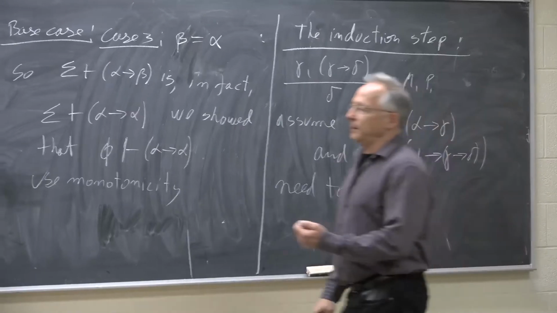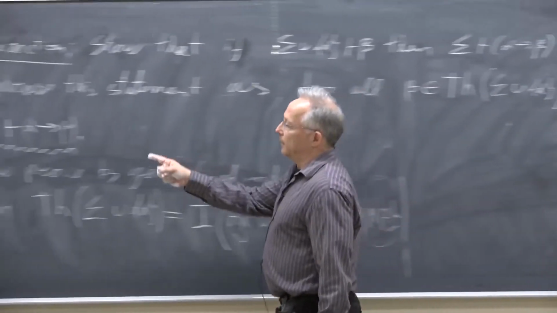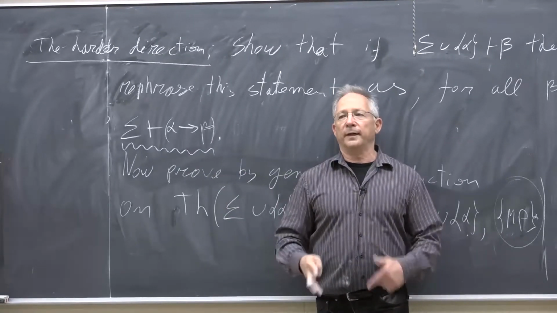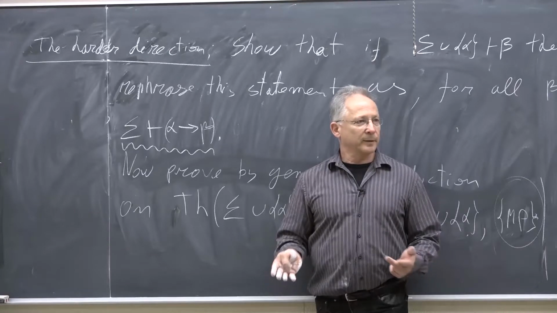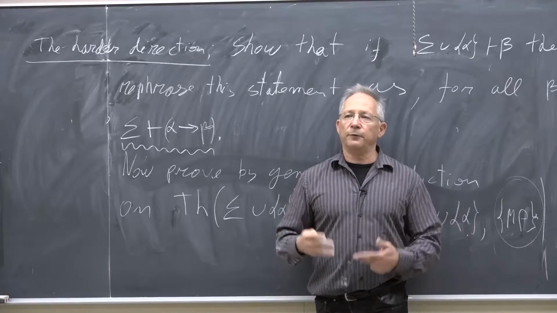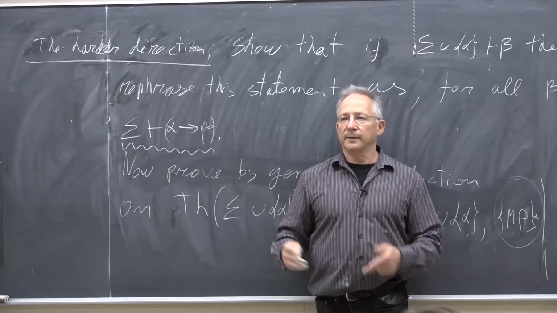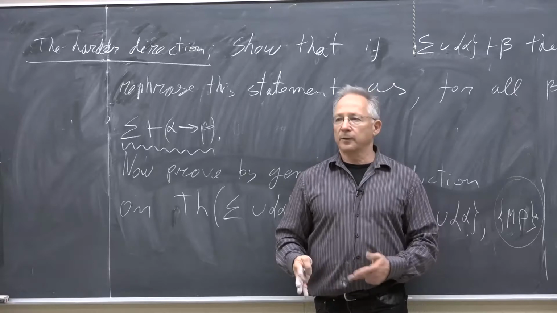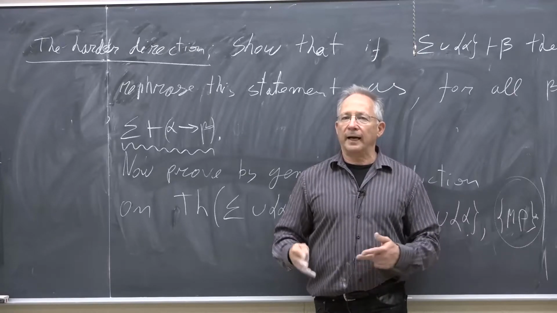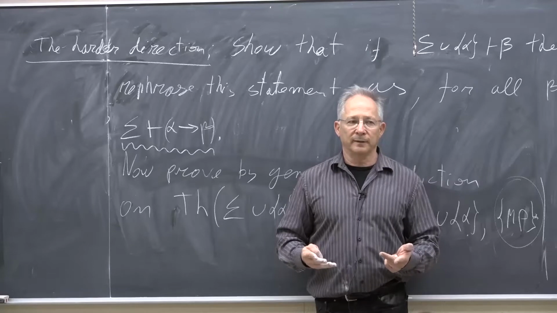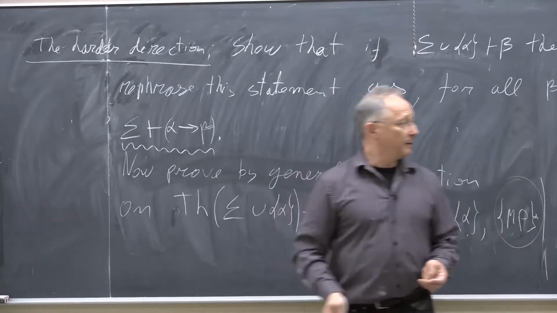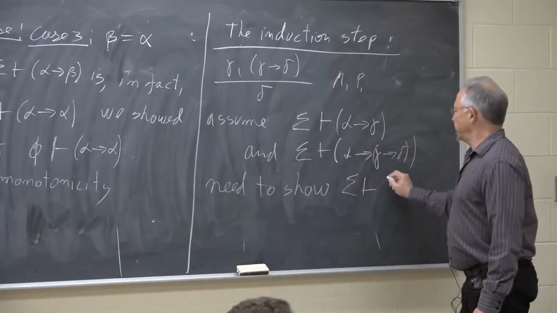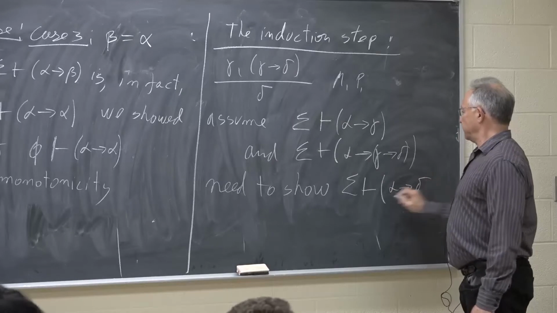Because we are doing induction on beta, the claim is sigma can prove that alpha implies beta. So I assume sigma proves that alpha implies beta, I assume it for gamma. Sigma proves that alpha implies beta, I assume it for gamma arrows delta. So now what I need to show, sigma proves that alpha implies beta for whom? For delta. So I need to show that sigma can prove alpha arrows delta.